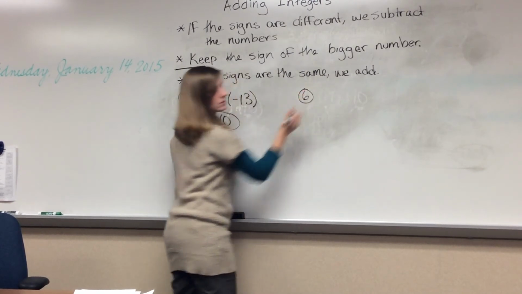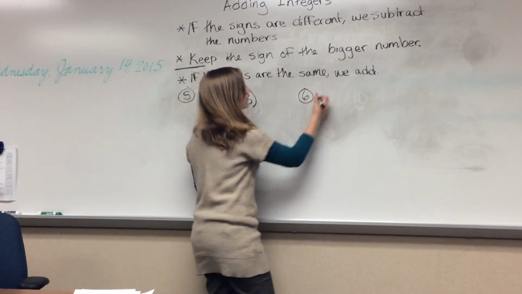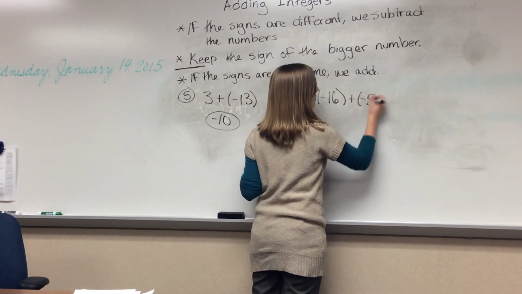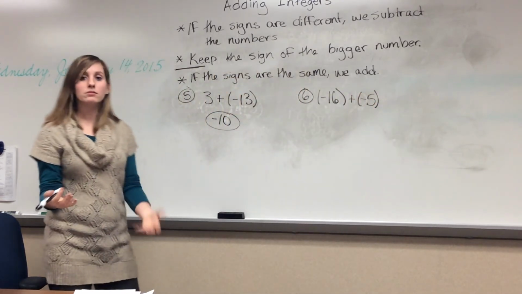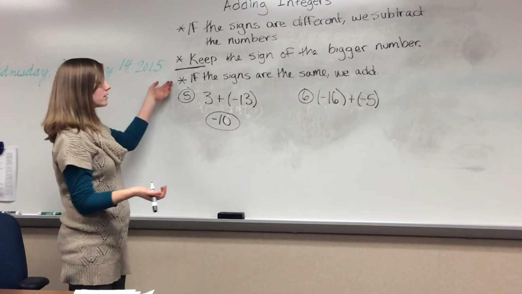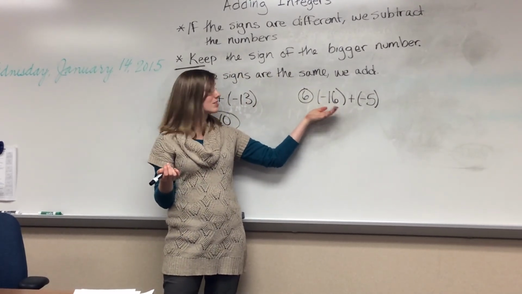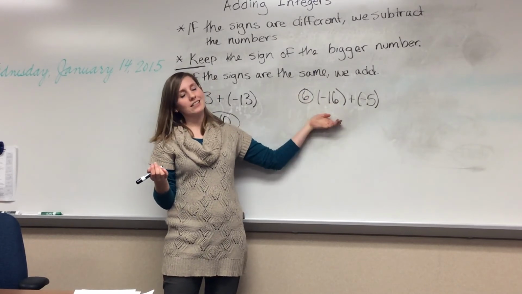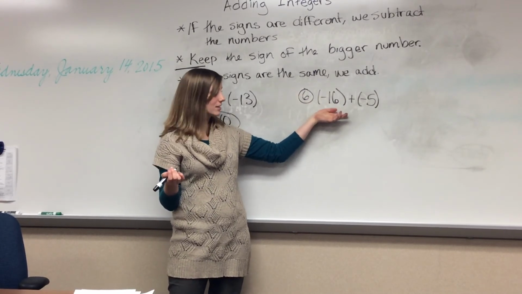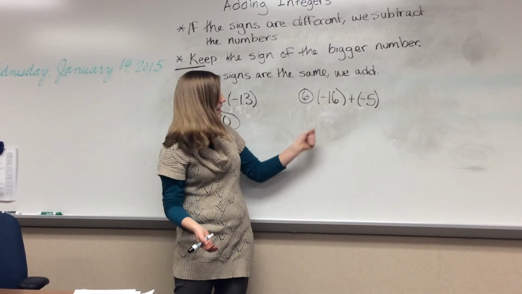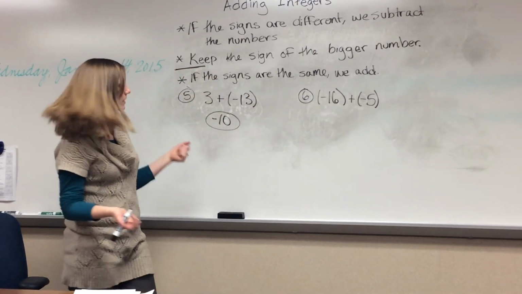Number 6. We have -16 plus -5. Now remember, the picture is still going to work for these problems. We're just applying the rules now. Again, especially because we're going to get up into some bigger numbers like a -16, it's going to take a while to draw -16 weights onto our basket. So instead of wasting that time, we'll just apply the rules, okay?